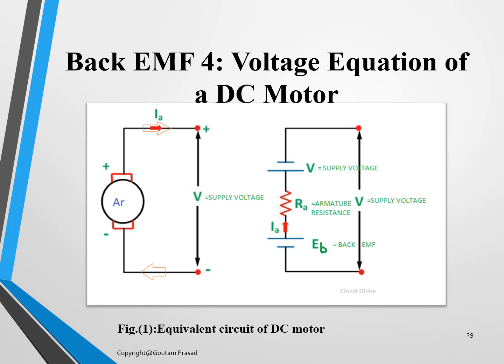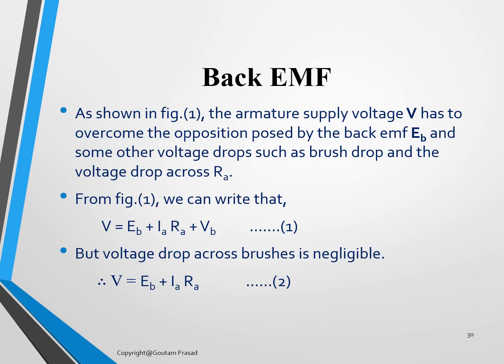So the whole connection of the armature looks something like this. There is a battery, which is the supply voltage V, and there is the resistance of the armature conductor RA, and EB stands against the applied voltage V. So here is the complete picture of the equivalent circuit. You can consider it with the help of armature voltage and back EMF.